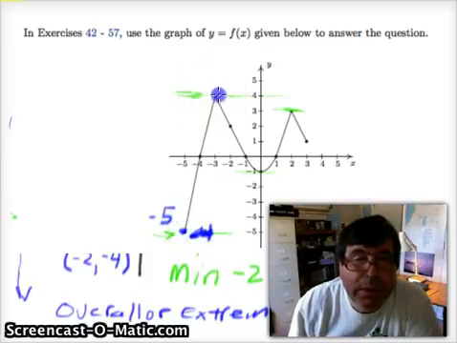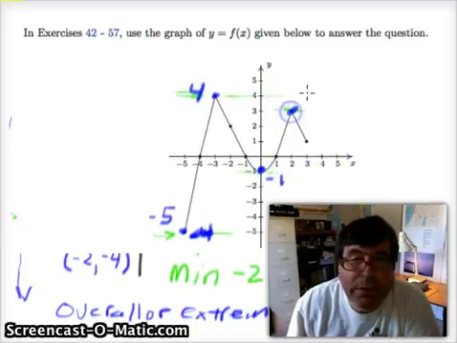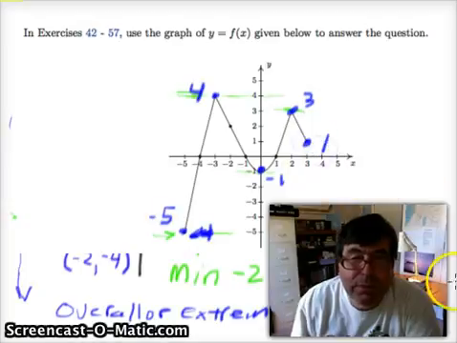What is the y value here? The y value here is 4. What's the y value here? The y value here is negative 1. What's the y value here? The y value is 3. What's the y value here? The y value is 1.